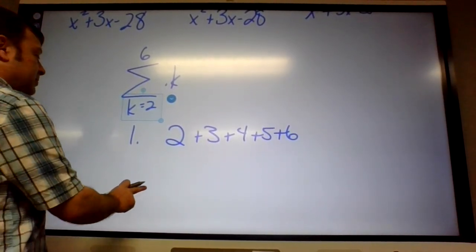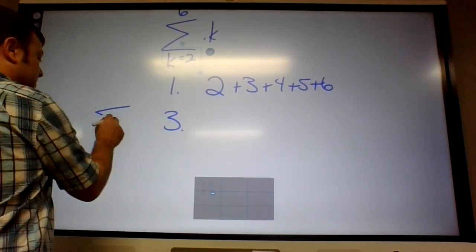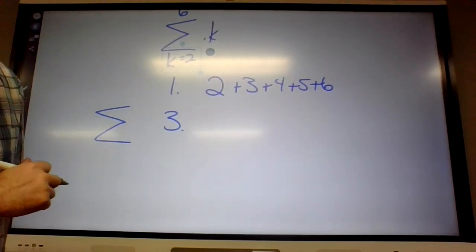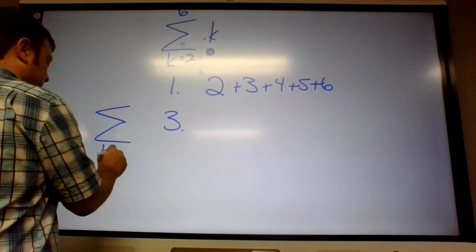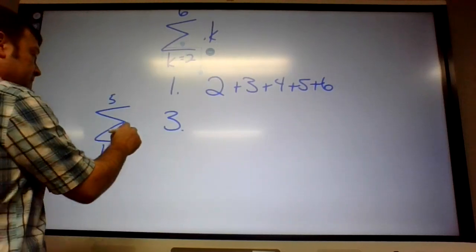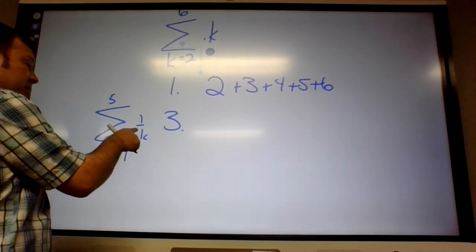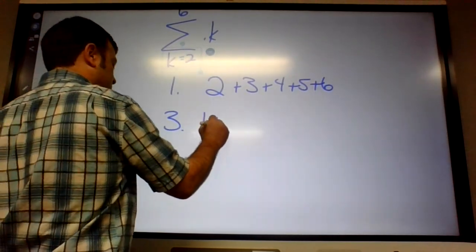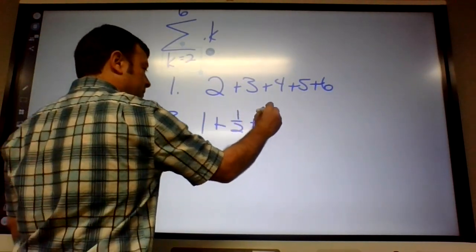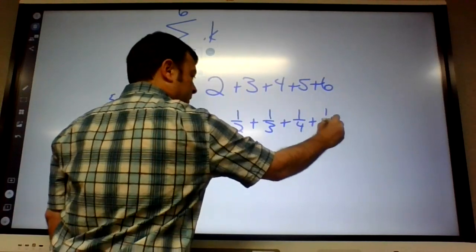Okay, so number 3, sigma k equals 1 to 5, and then it's 1 over k. Alright, so it'll be 1 over 1, which is 1, and it'll be 1 over 2, 1 over 3, 1 over 4, and 1 over 5.